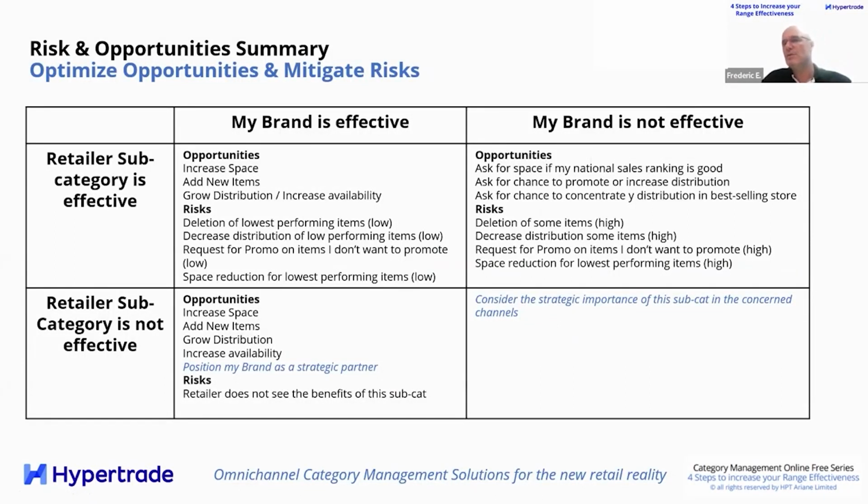If I have low performing SKUs in a subcategory that is not very effective at the retailer's channel, I need to consider, do I want to get out of that subcat? Or is it, on the opposite, a superb opportunity to show to my retailer that together we can work range plans in order to make that subcategory effective enough? So here, that's really a big strategic decision.